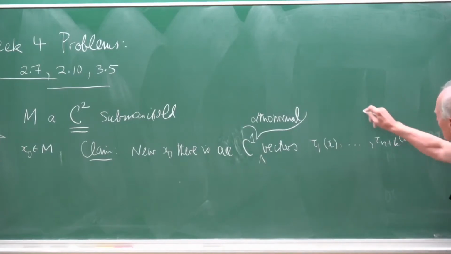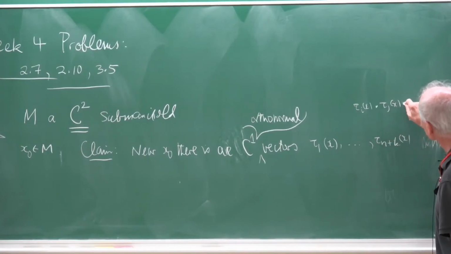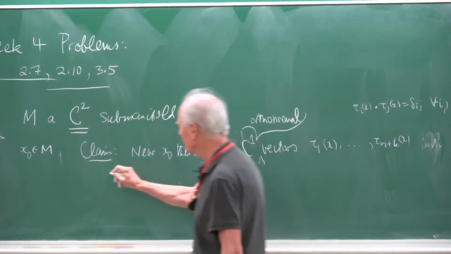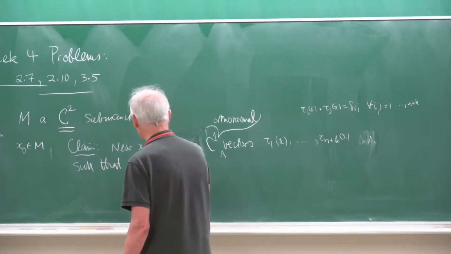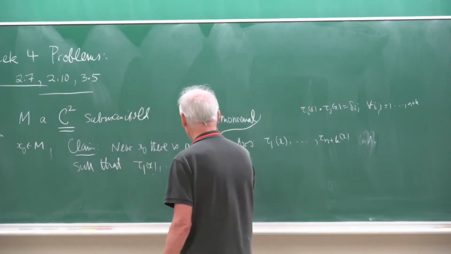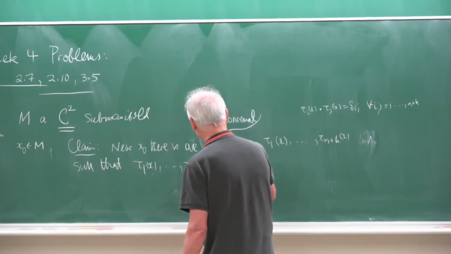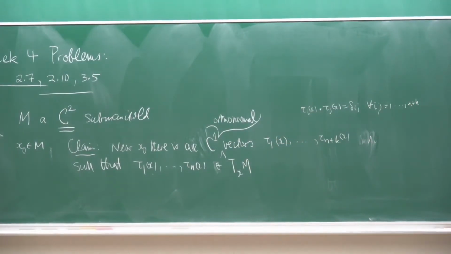I should have said C1 orthonormal vectors, so that means τi dotted with τj is the Kronecker delta ij, for every i and j equals 1 up to n plus k. And the claim is that you can find such an orthonormal basis such that the first n, τ1(x) up to τn(x), are in TxM. So they're an orthonormal basis for the tangent space, the first n of them.